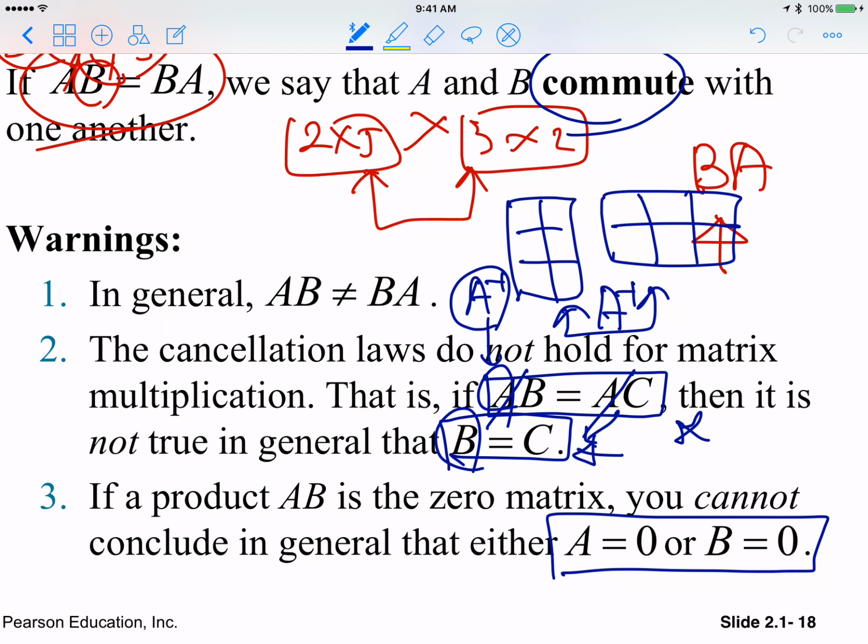So the fact that this is not true is that you can make matrices A and B non-zero, and still you can create a zero matrix.